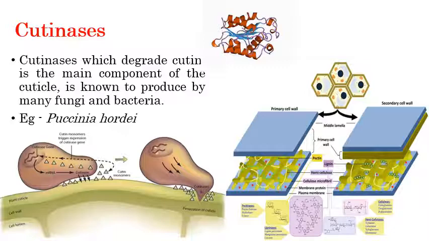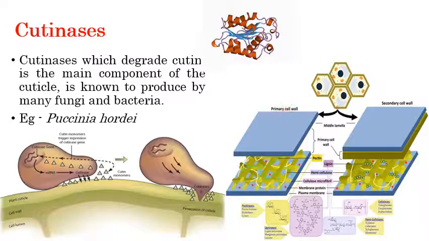So due to this, what will happen? Due to the degradation of the plant cuticle, as we can see here in the diagram, the pathogen can easily destruct the plant cell wall and enter into the plant system. This type of cutinase enzyme is produced by many plant pathogenic fungi and bacteria. I have given one example, that is Puccinia hordei. This is the structure of cutinase which is produced by the plant pathogens.